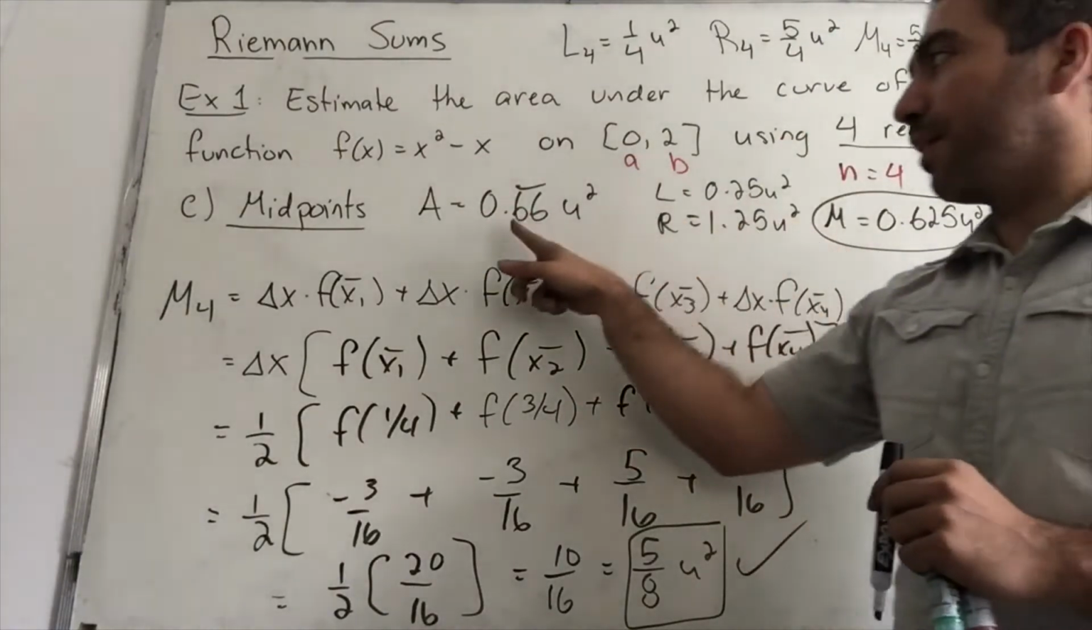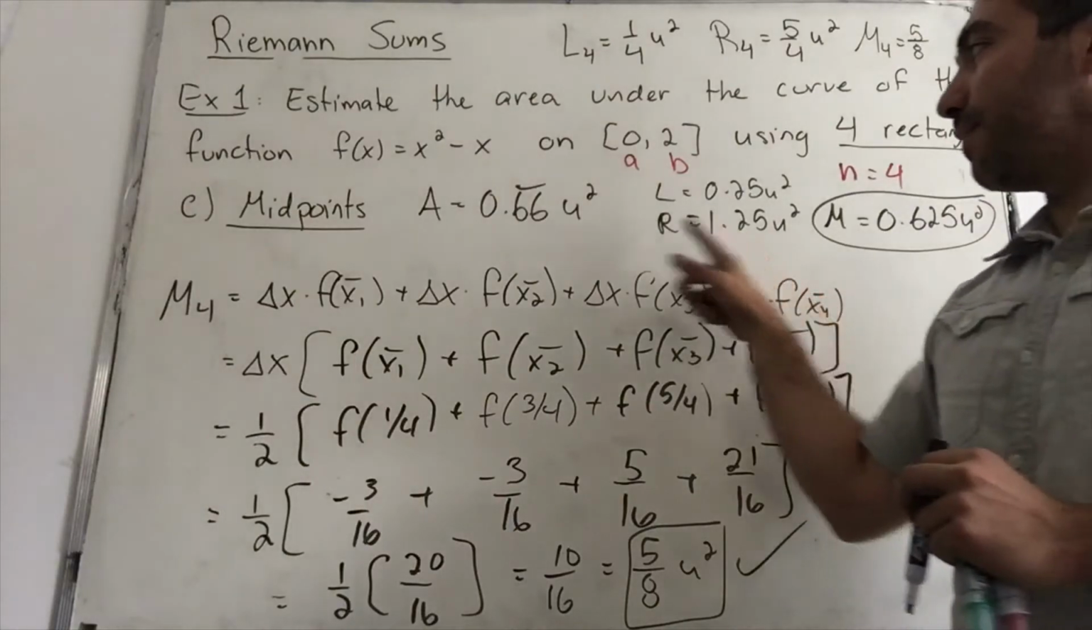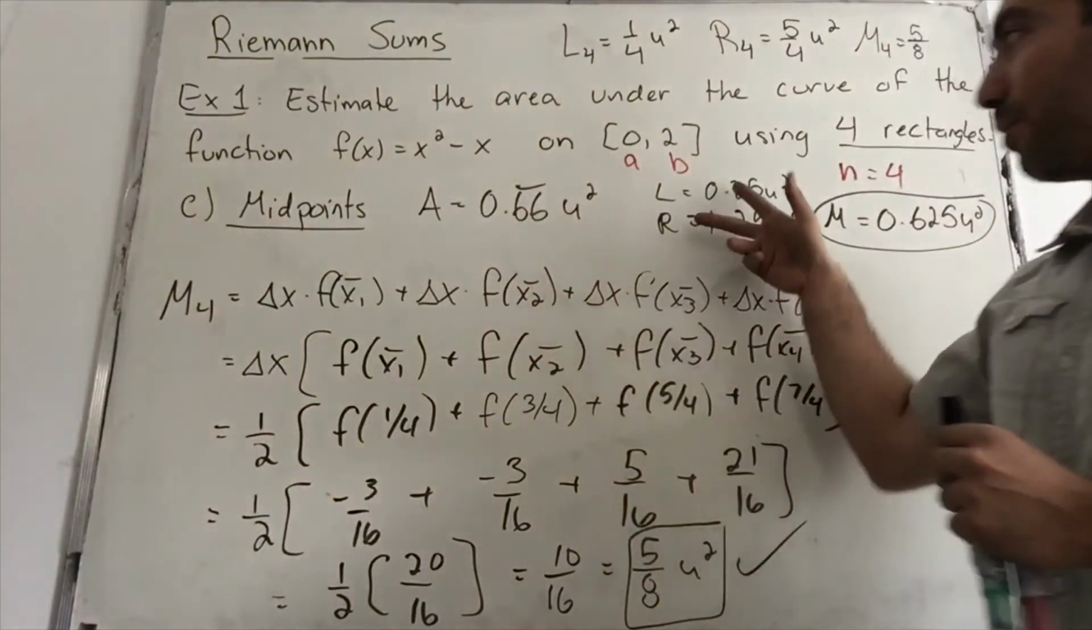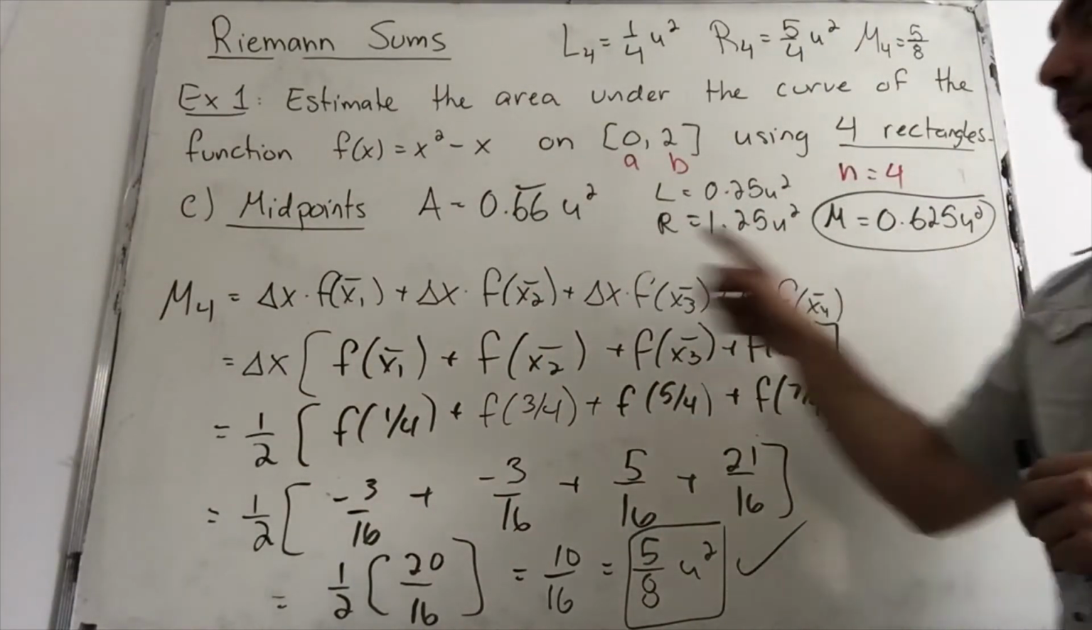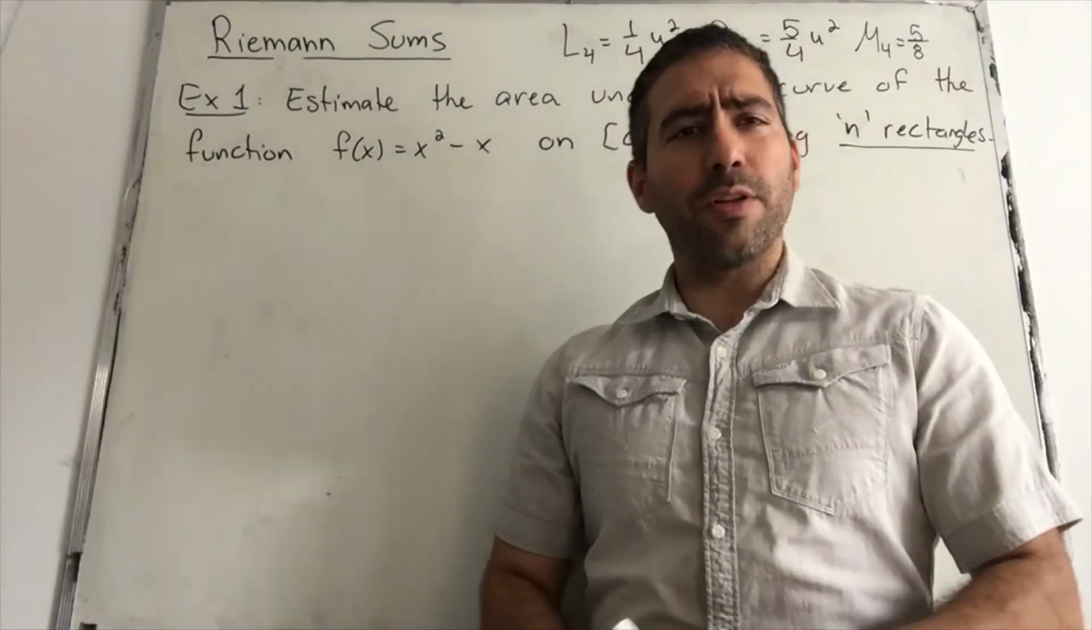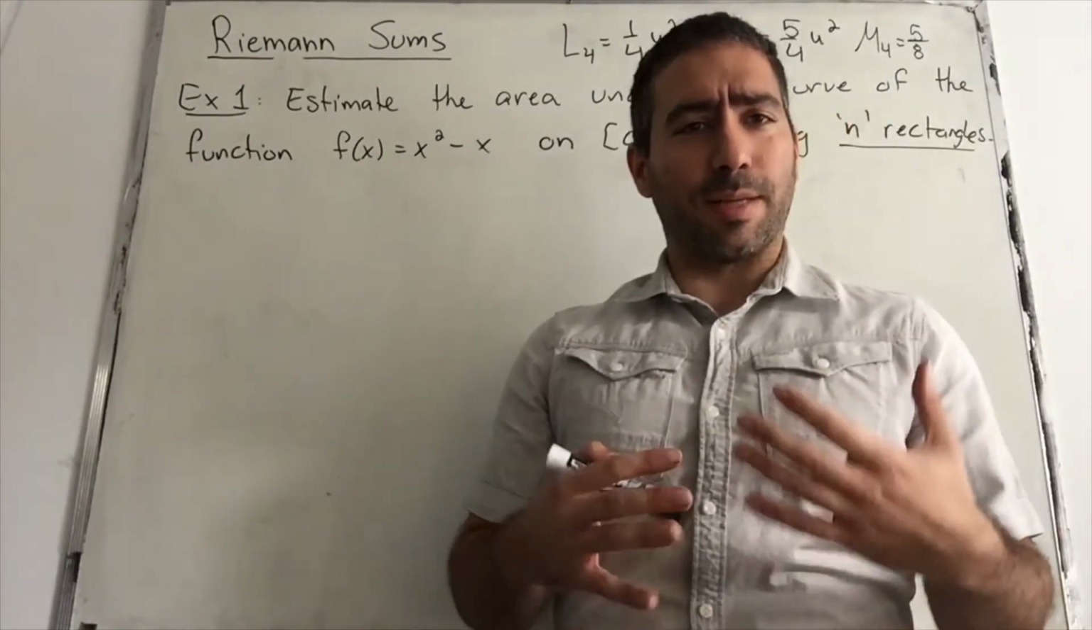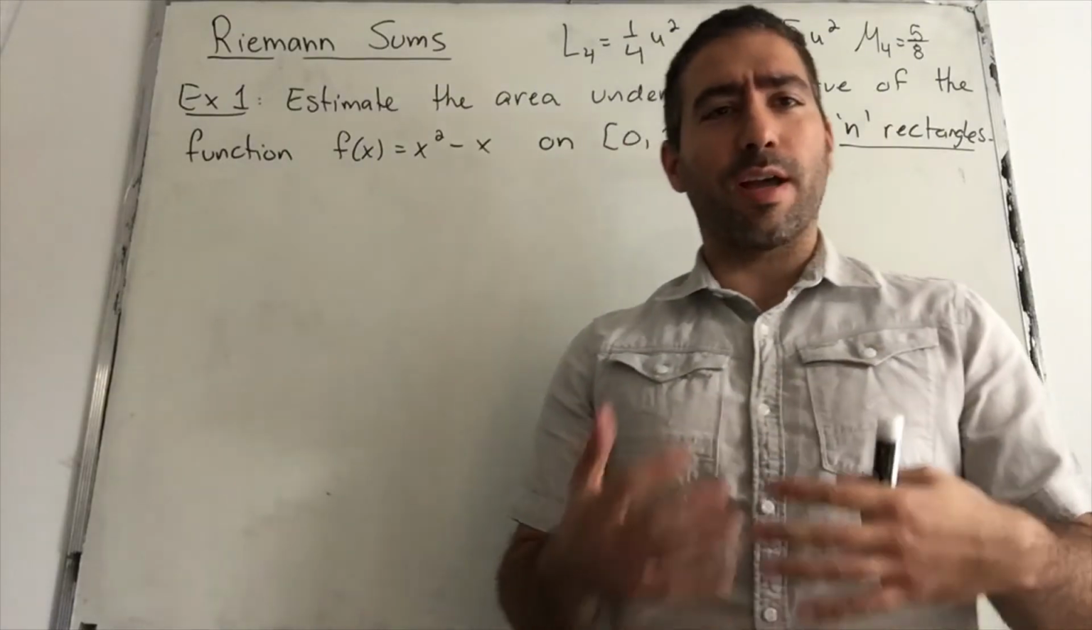And here 0.25 is the lower bound. The right endpoint gave us 1.25, which was an upper bound. These are really off. Notice the midpoint, 0.625, very close to the actual value. So let's not just believe me because I'm saying the area is 0.66. Let's go ahead and show it.